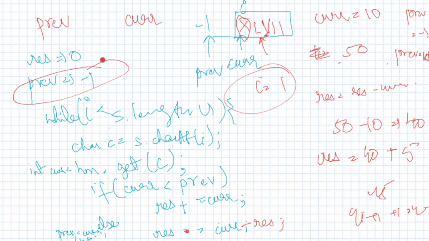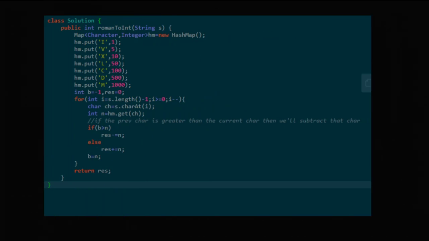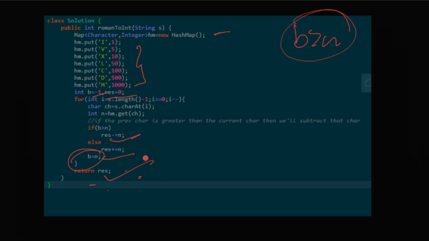The time complexity goes with order of n, that's the length. Now check the code, though it's easy. We took a map, we initialize the map, V is your previous, this is your result, it will iterate and check if the opposite one is greater. So subtract, else add, and then initialize the previous and return the result. That's what we are going to do.